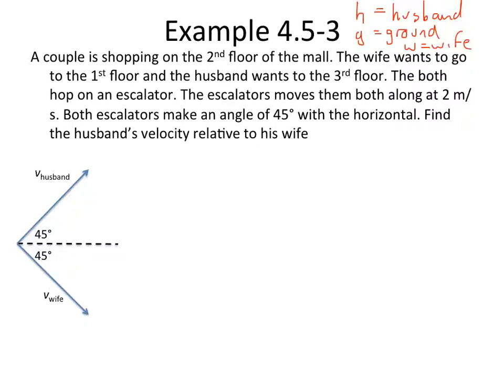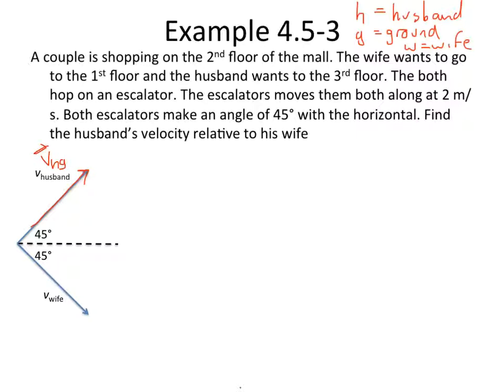So the husband is moving up, all right? We're going to give him a red vector right here. And it just says V husband. Well, V husband with respect to what? Well, he's moving up with respect to the ground. So we should really call it the velocity of the husband to the ground.